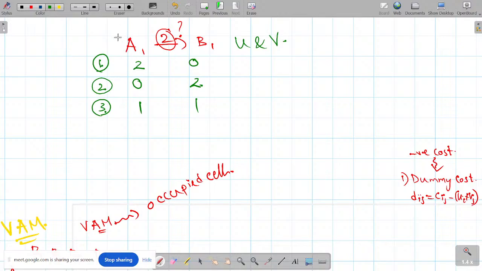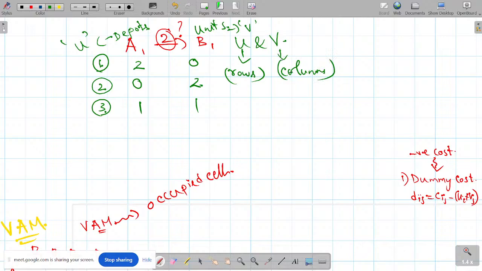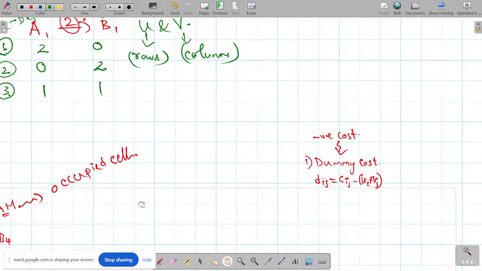Actually, now these are the depots, and these are the units. The term U we will allocate for depots, and the term V we will allocate for units. But sometimes you may get a different problem where units and depots, that is rows and columns, are interchanged. You should not get confused, right? So we have to go a bit mathematically. You allocate U for rows and V for columns. Please remember this.